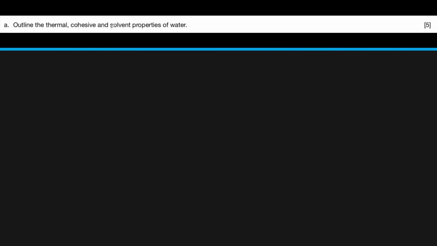Outline the thermal, cohesive, and solvent properties of water. This is an example of a free response question that you'll get on the IB test. Basically, go back and think of all the properties that we listed. Water has strong intermolecular forces, and that's the base of all these properties. When you talk about thermal properties, the hydrogen bonding and high intermolecular forces take a lot of energy to not only heat the water, but also to evaporate it. You can talk about how water is light, like methane, but it still stays liquid at room temperature because of the high intermolecular forces. And you can reference cooling off the skin with sweat and how it's a coolant.